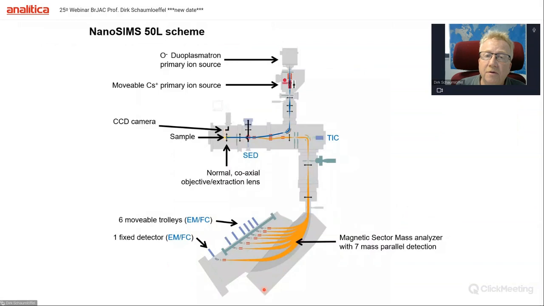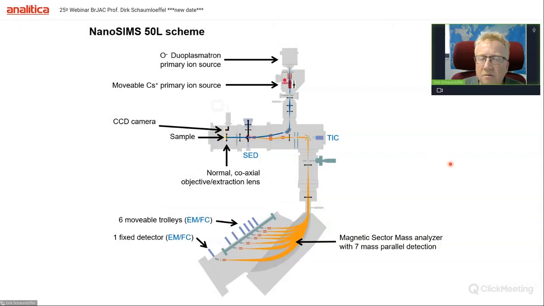So this is the scheme of the NanoSIMS. Again, here we have the ion sources, the oxygen ion source, the cesium ion source, the primary ion beam, hitting here the sample, scanning the sample surface. The secondary ions are extracted, focused with many, many lenses here.